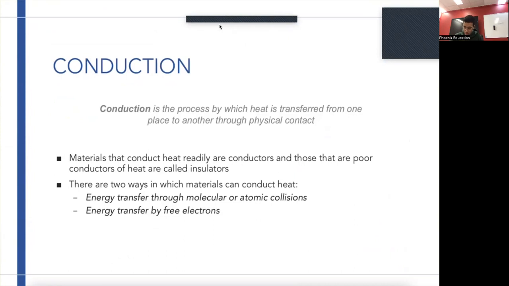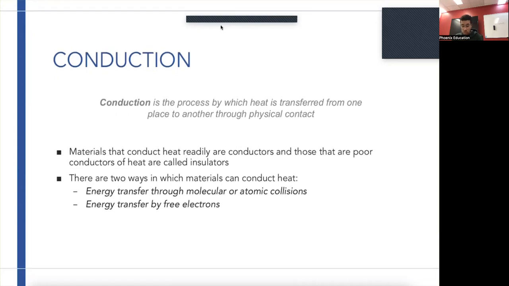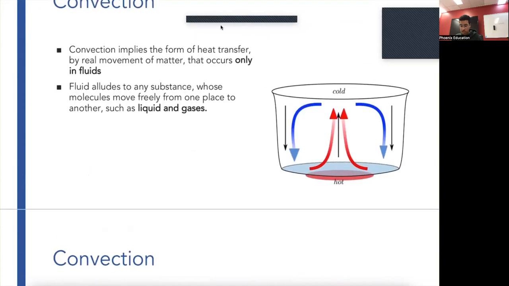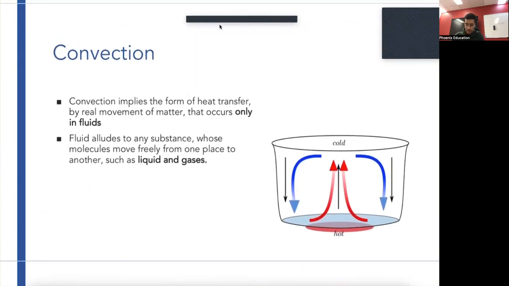Conduction. So these are different ways in which energy is transferred. So conduction is really simple. It's the process by which energy is transferred through physical contact. So when I'm touching some surface, energy is being transferred from that surface to my hand and vice versa. Okay. Conduction is really simple. The really complicated ones, however, are convection and radiation. They're not that complicated, but more complicated than conduction.